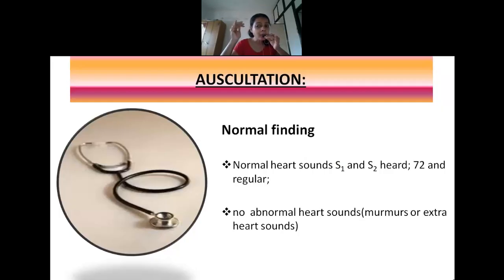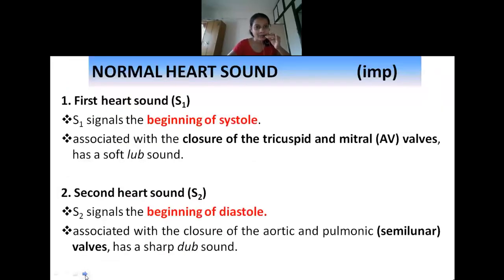Which are the abnormal heart sounds? There are so many abnormal heart sounds that we will see in detail. Normally you should not hear any abnormal heart sounds. Now, what are the normal heart sounds? S1, S2. What is S1? We'll see some theory part. S1 means first heart sound. Why do you hear the S1?